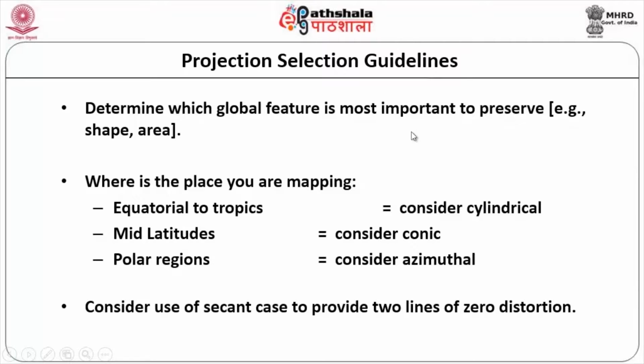So, that will decide your type of projection. Where is the place you are mapping? Again, which part of the globe you are going to cover? If it is going to be the equatorial to tropic region, consider cylindrical. If it is going to be mid latitudes, consider conical. If it is polar regions, consider azimuthal. See how effectively it is said, I mean how it is decided.